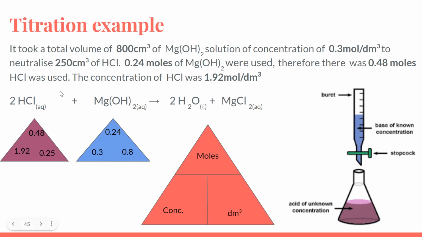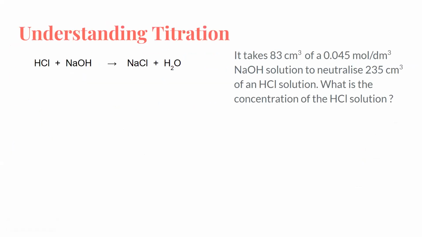That gives you 0.48. There was also 250 cm³ of HCl in the conical flask. So we put that here. When we divide 0.48 by 0.25, we have 1.92 moles per dm³. So that's how we were able to find the concentration. Let's look at another example.